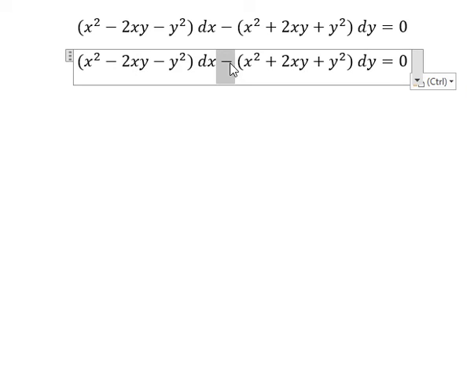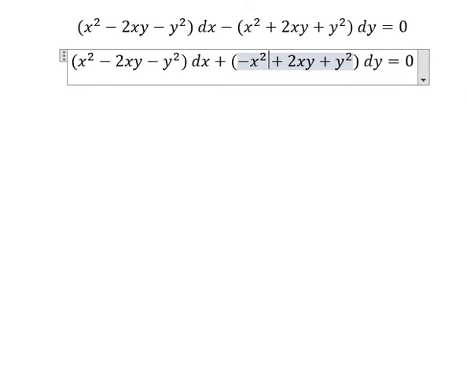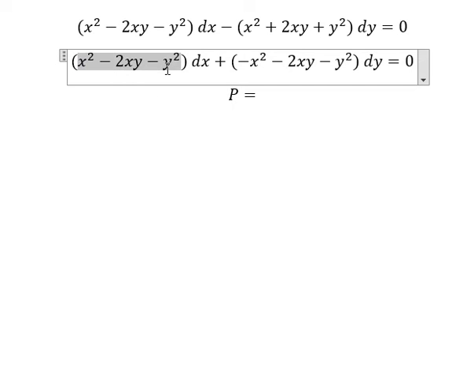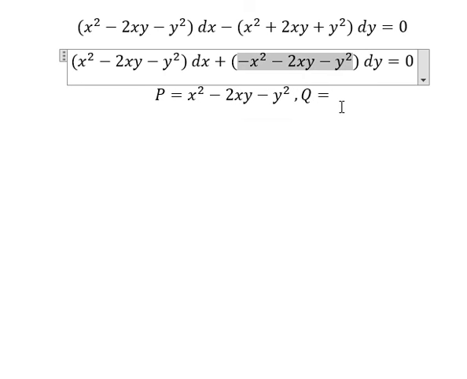We put the negative go inside about this one. Next, I will put b equals to this one and q equals to this one.